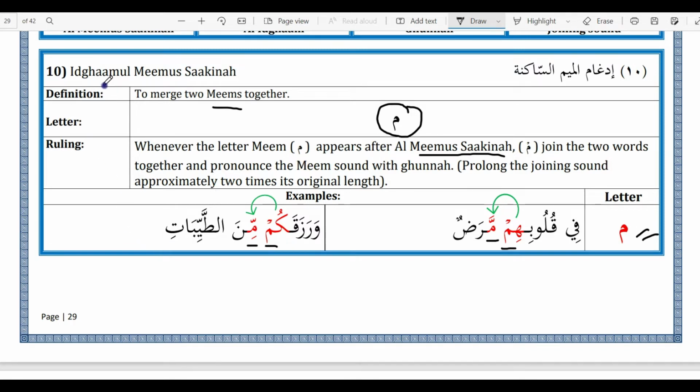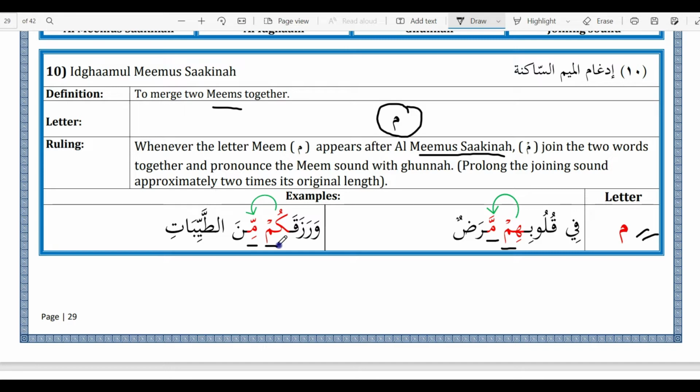And that is Idghamul Meemus Sakina, means to join two words together or two memes together or to join something with something. And we said whenever the letter meme comes after Meemus Sakina, we join the two words together and we prolong this joining sound approximately 2 times its original length.